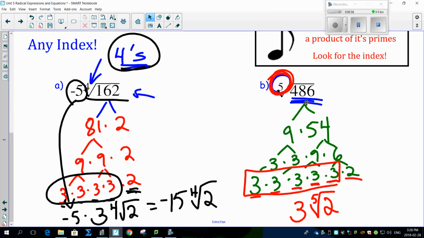So it doesn't matter what the index is, always look for the product of primes and then look for how many of these things correspond to the index that you're given here. That's how you solve this for any question out there.